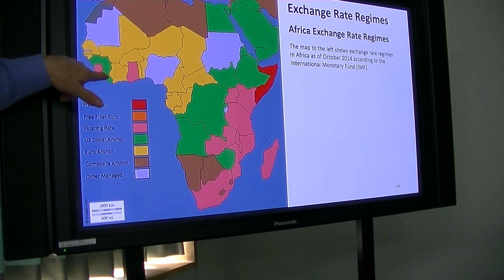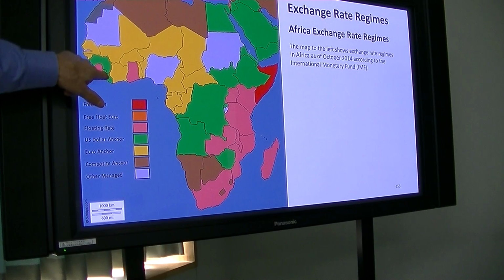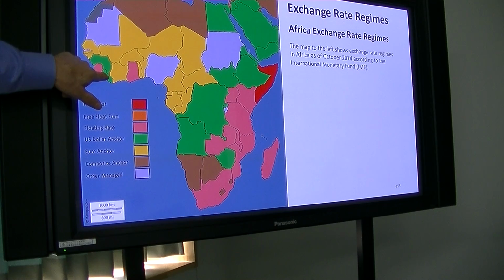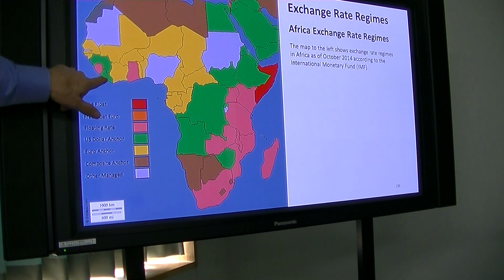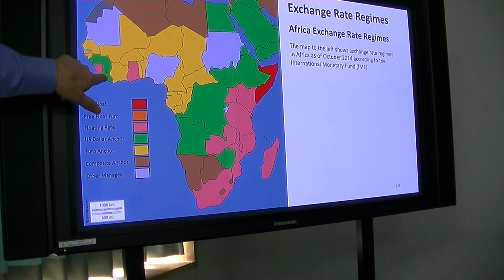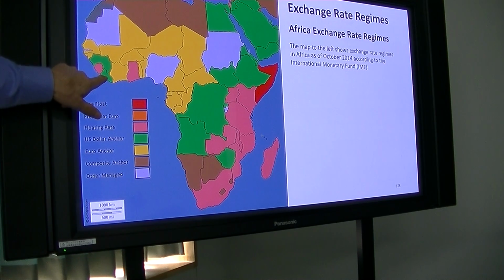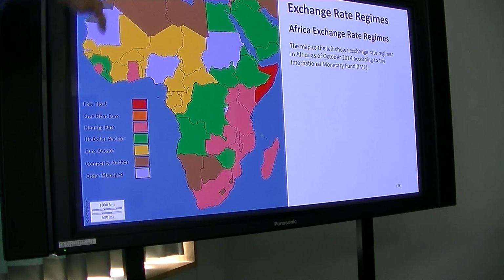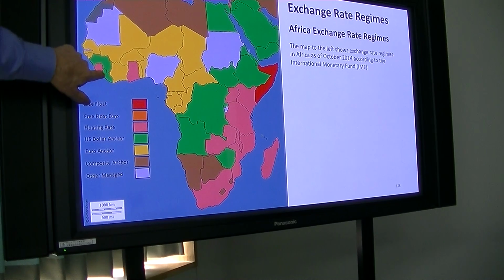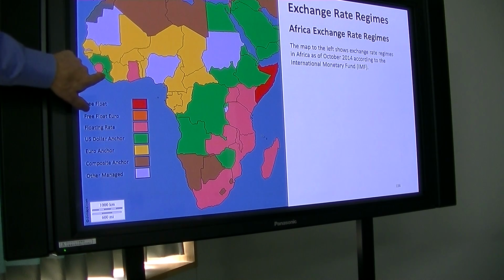Liberia was actually set up as a colony when former American slaves went back to Africa and established it in the mid 19th century. So the people who run this country are descendants of American slaves who went back to Africa, and so there's a traditional connection to the United States with Liberia.